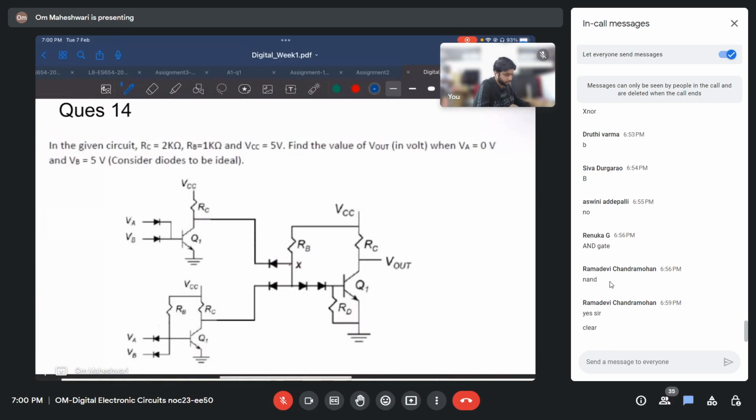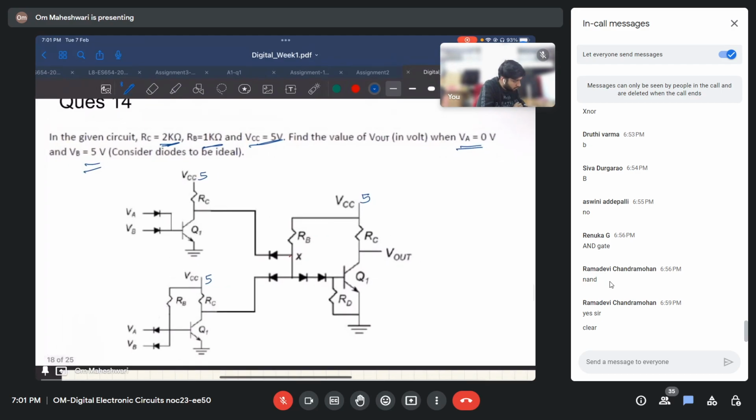Okay, so it looks very scary when we see it the first time. Let us see how it turns out to be. In the given circuit, RC is 2 kilo ohms. RB is 1 kilo ohm. This is 5 volts. Find V out when VA is 0 and VB is 5. Okay, fine.